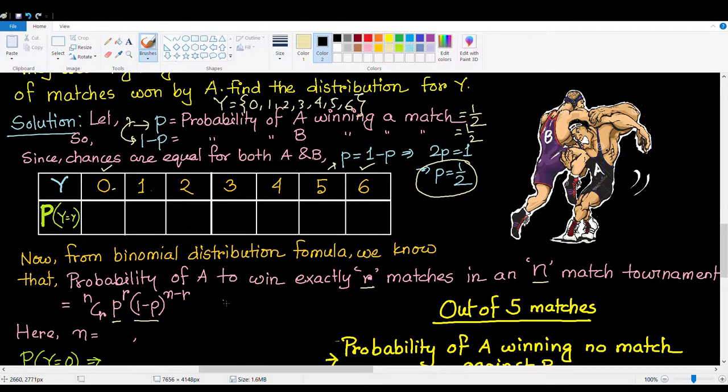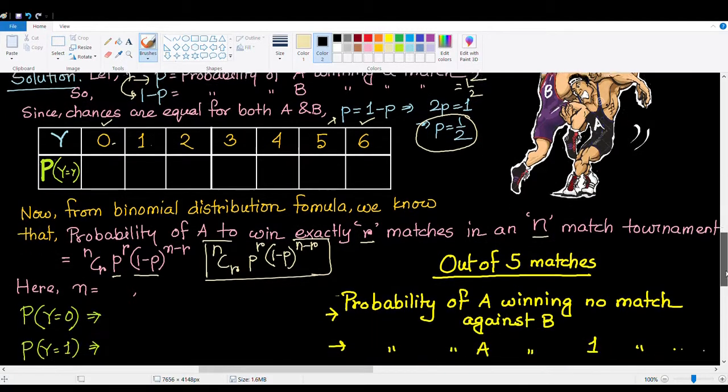We have to choose any R matches from N matches where we want A to win, and then if the probability of A winning in a single match is small p, it has to happen R times. Therefore, R number of P needs to be multiplied, which will give us P to the power R. And then in the remaining matches, A has to lose. So 1 minus P is the probability of A losing, and it needs to happen for N minus R matches. Right? I hope you understood it well.